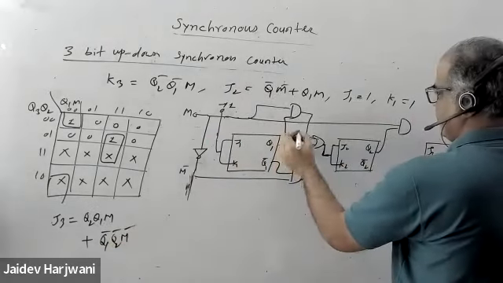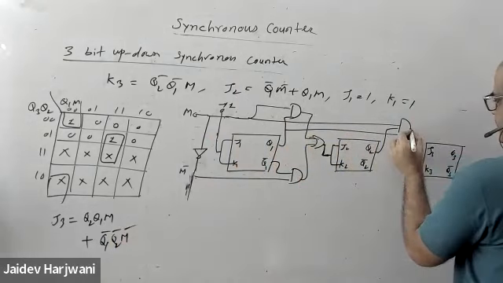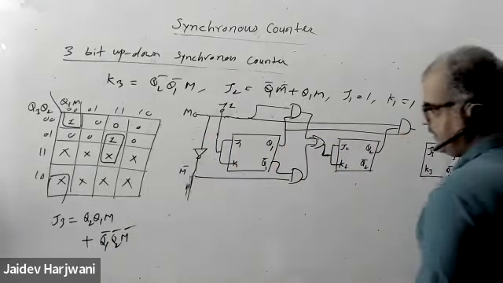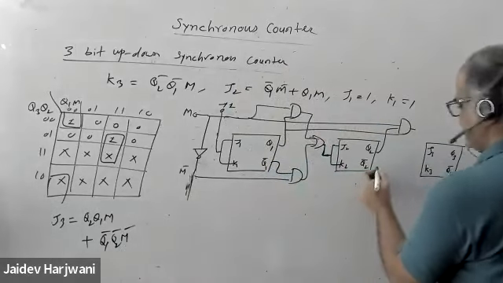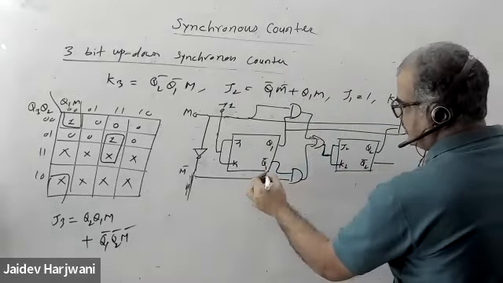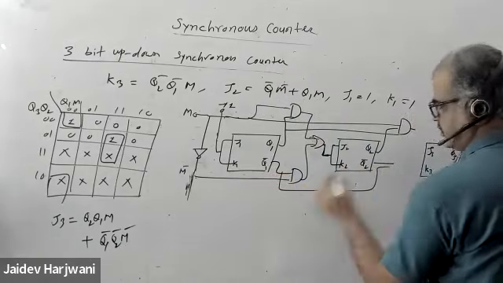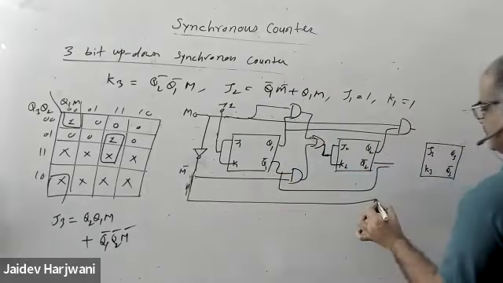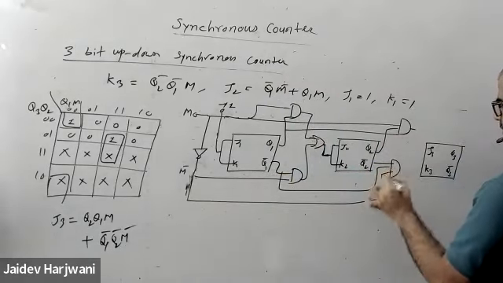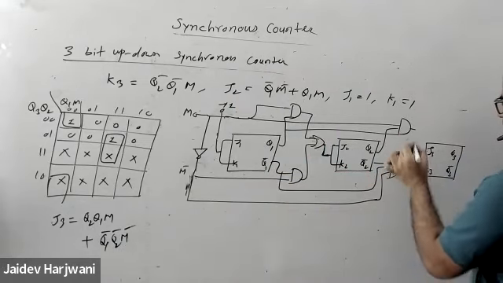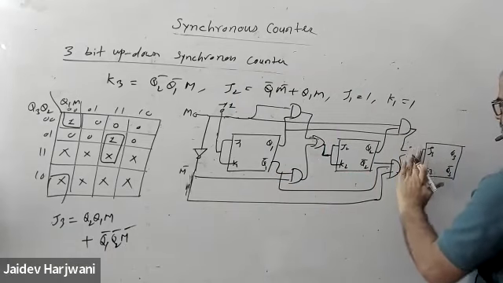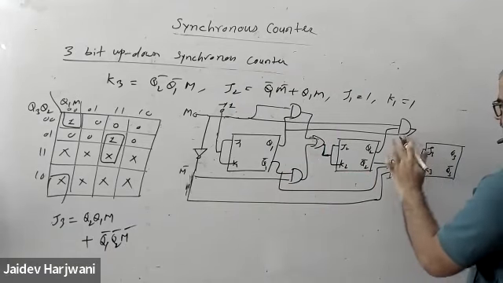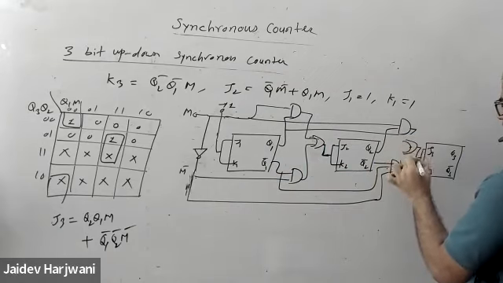So Q1 will come from here. Okay, and I need Q1 bar, Q2 bar, M bar. So Q2 bar, this Q1 bar, and this is M bar. Okay, this will go to AND gate. Okay, and you have an OR gate, and this will go here, and this I'm making common. Okay, and here we have an AND gate. I'm giving here.